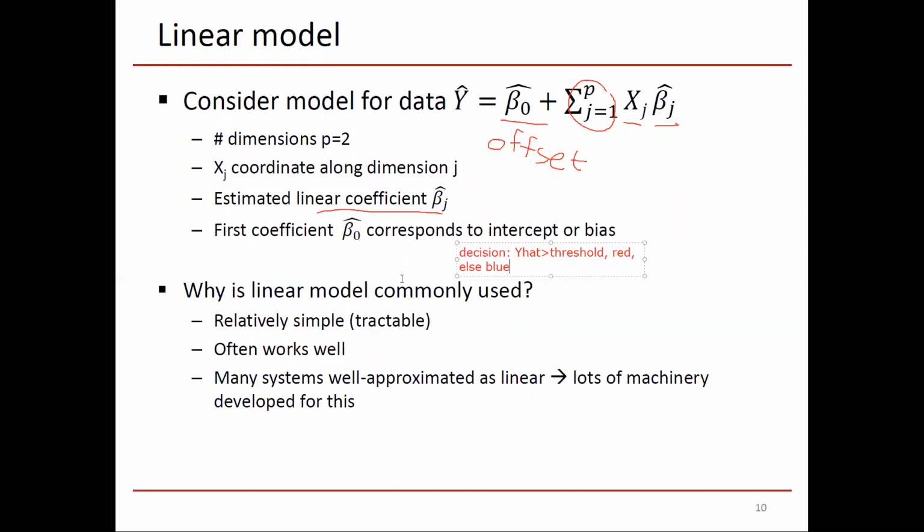Now, why is a linear model commonly used? We've talked about these things before. In many problems, they're reasonable. So for this classification problem, it often works well. That's what being reasonable would really mean. It's simple, so it's algorithmically tractable, mathematically tractable. So as we're going to soon discuss, there are ways to learn these beta hat coefficients. And as I've said multiple times, just like many systems are well approximated as convex, many systems are well approximated as linear. And because of that, a lot of computational and analysis and algorithmic machinery has been developed for this stuff. So we have a mature understanding. And indeed, in a few modules, we'll look at a quadratic approach. We'll go beyond linear.